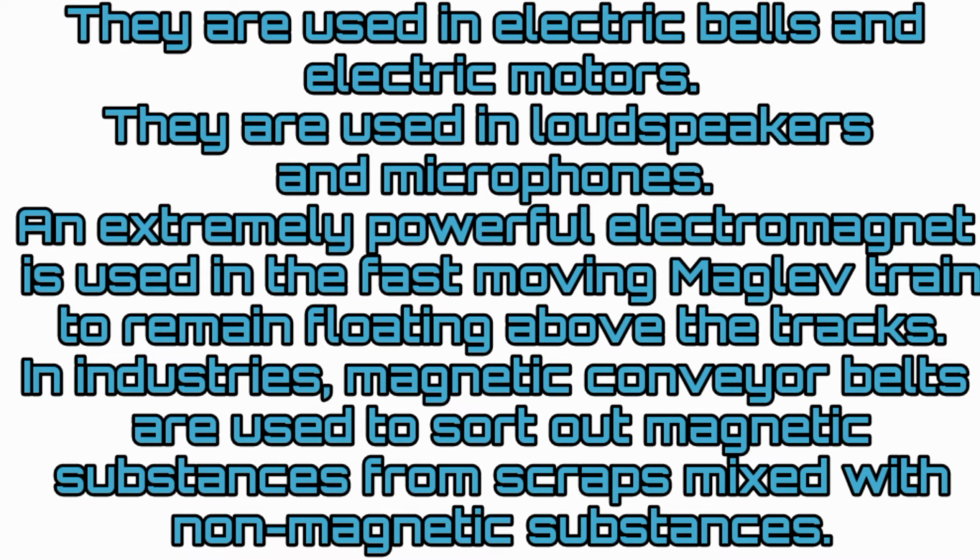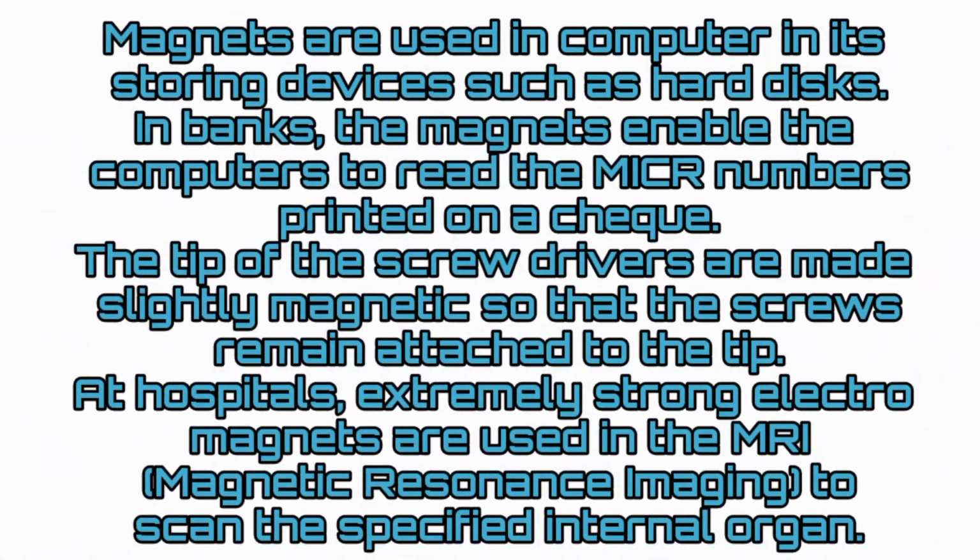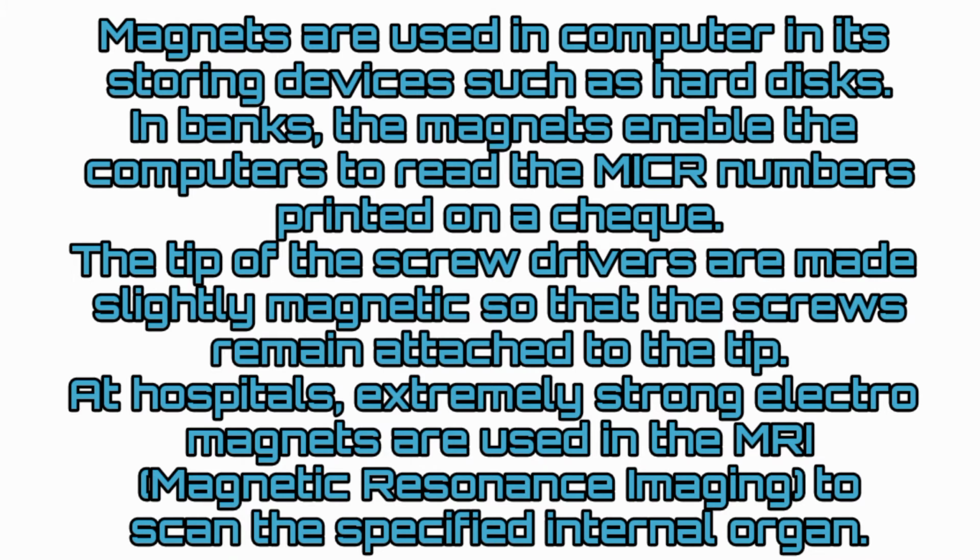An extremely powerful electromagnet is used in the fast-moving maglev train to remain floating above the tracks. In industries, magnetic conveyor belts are used to sort out magnetic substances from scraps mixed with non-magnetic substances. Magnets are used in computer storing devices such as hard disk.